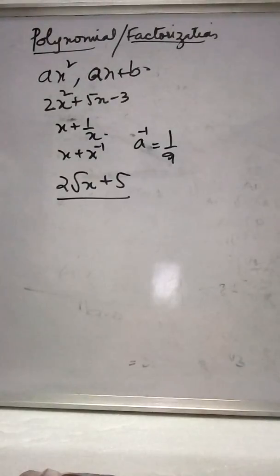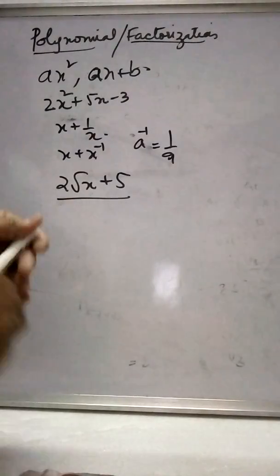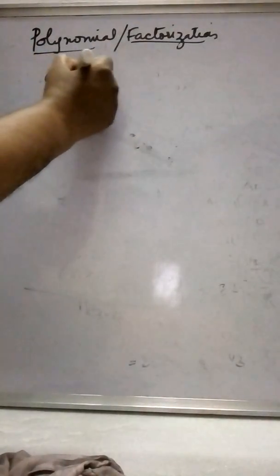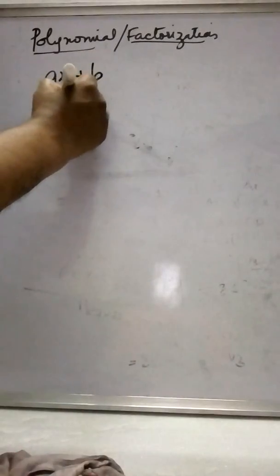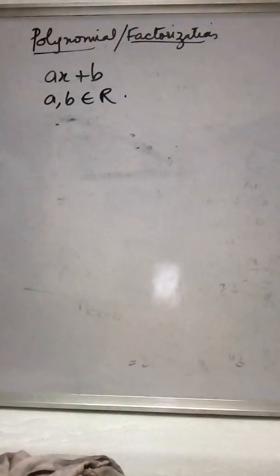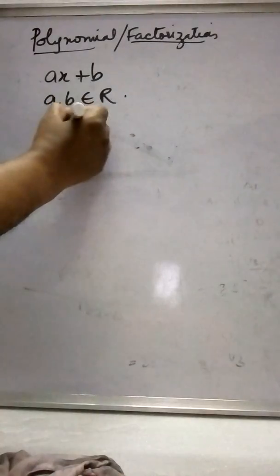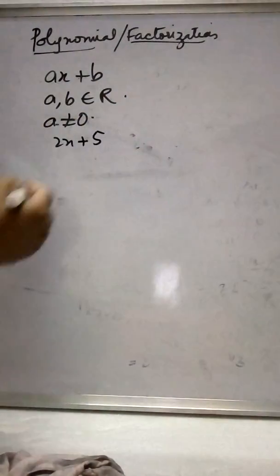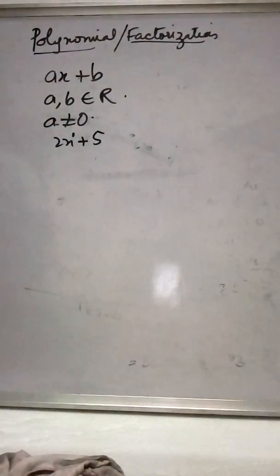Now the polynomial in one variable. Generally I can say the general form is ax plus b, where a, b belong to real numbers and a should not be equal to 0. For example, 2x plus 5. The power of x here is 1. So this is called a polynomial in one variable.